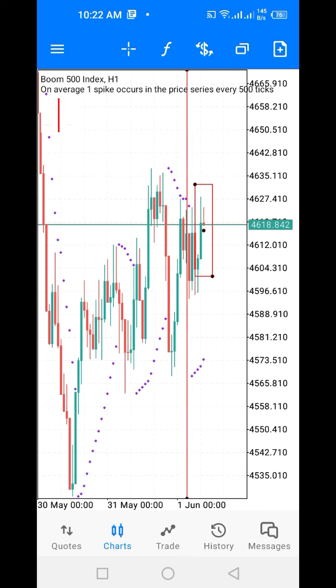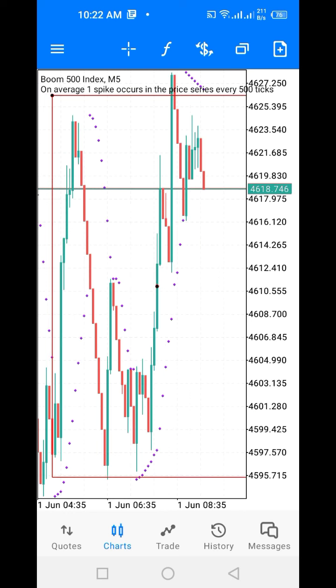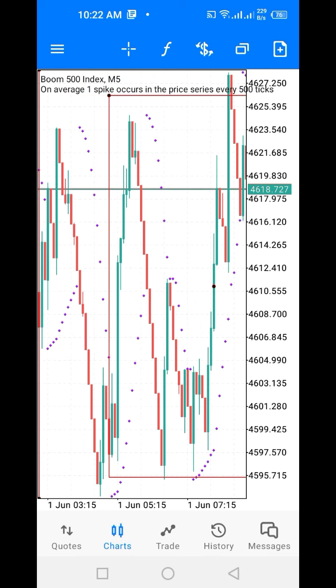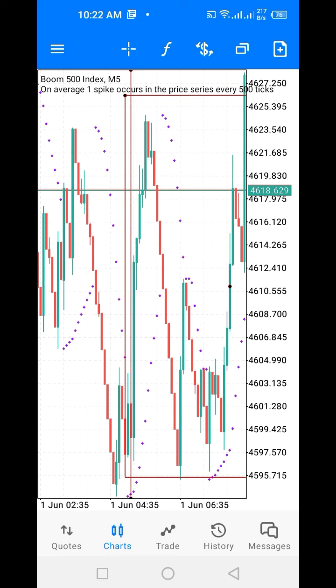So let's look at what has happened with this particular movement on 1 hour time frame and 5 minutes time frame. Let's check out the buy signal there. So we have one already. This is the first signal.